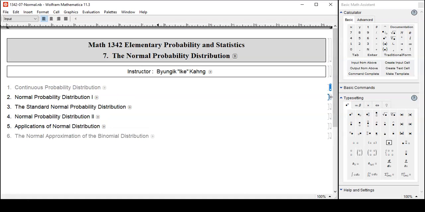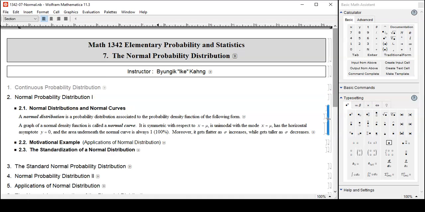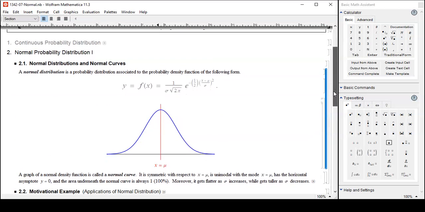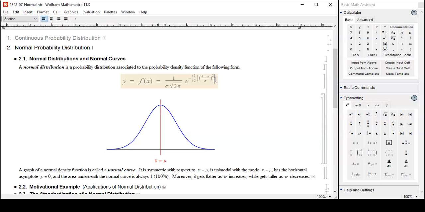Okay, let's go to section 2, normal probability distribution. What is a normal random variable? It's a continuous random variable associated to the probability density function, like this. But don't pay too much attention to this algebraic expression because we are not going to be using any calculus here. Instead, focus upon the graph. And remember all the features of the graph. First, symmetric, unimodal, and horizontal asymptote y equals to 0 and those kind of things.